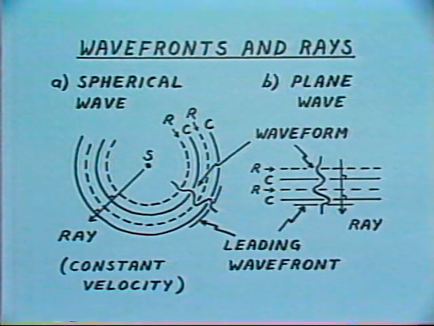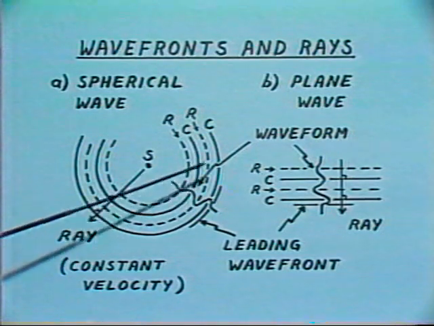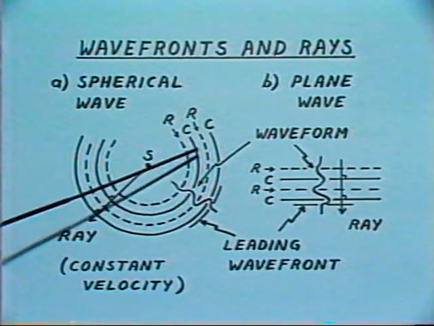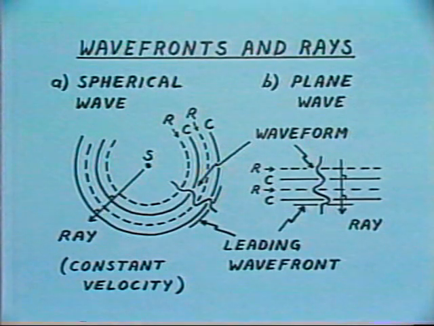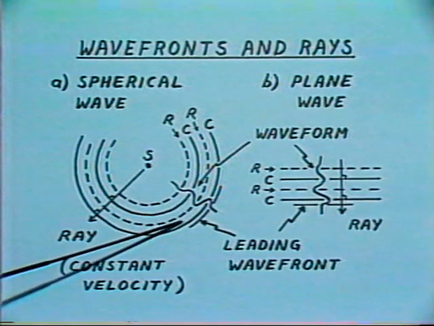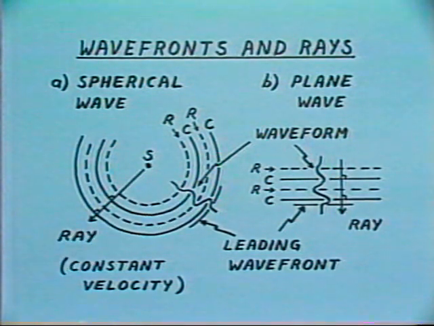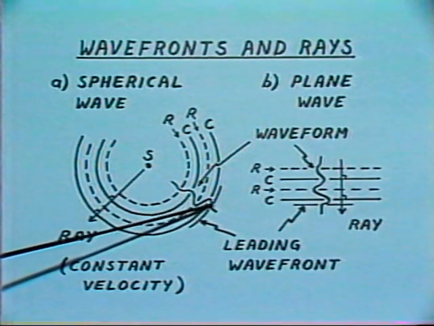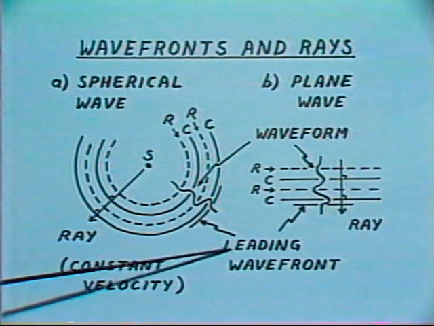So if this were a P wave, for example, there would be a series of alternating compressions and rarefactions forming this series of concentric spheres. And those spherical surfaces are called wavefronts. The first of those, the one which outlines the first motion of the Earth particles due to the wave, is called a leading wavefront.